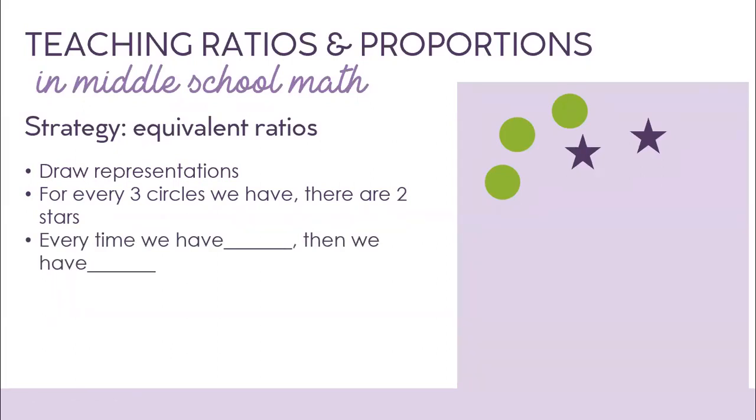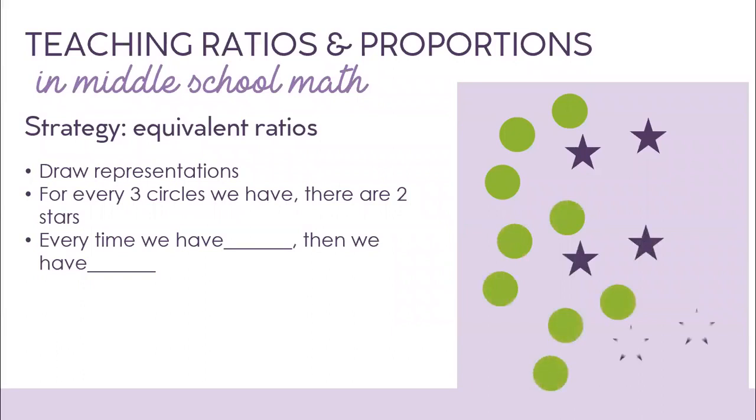And so then they physically would draw for every 3 circles, we have 2 stars. And then they can count and say, if we have 6 circles, how many stars were we looking for? If we have 9 circles, how many stars would we have? And we can use the physical drawings to set that up, or you could use manipulatives as well if you have enough great things handy for students.